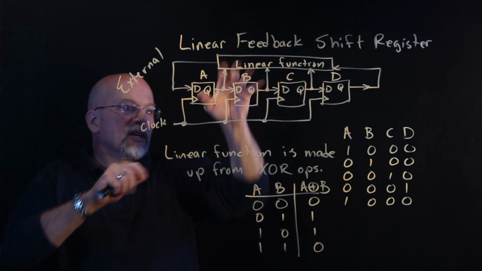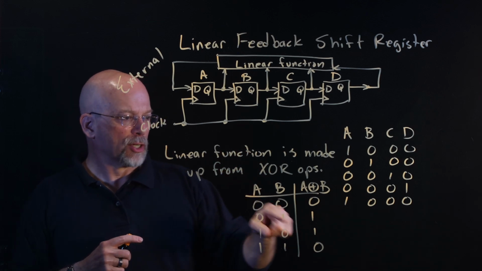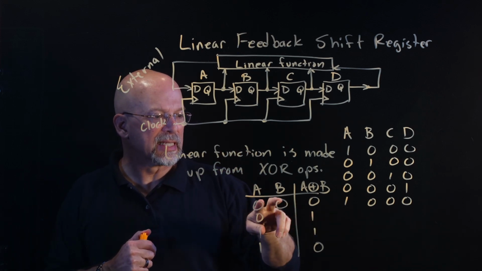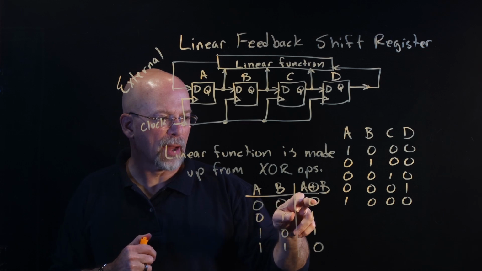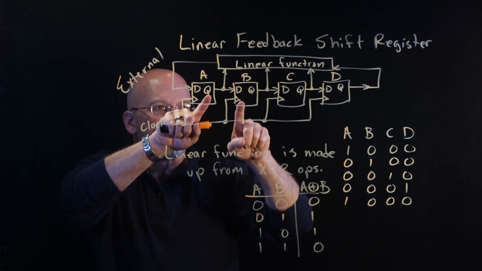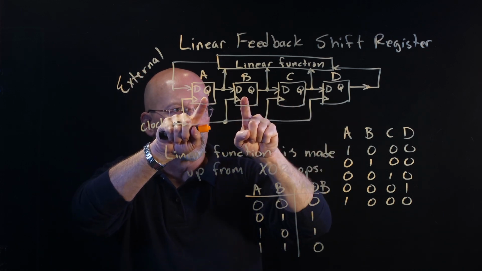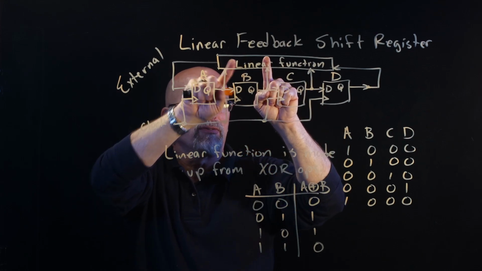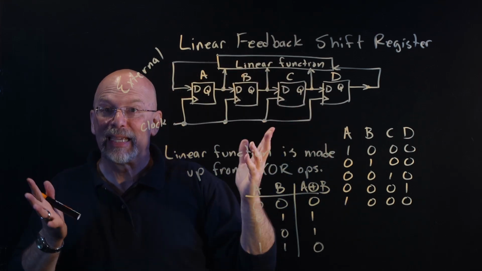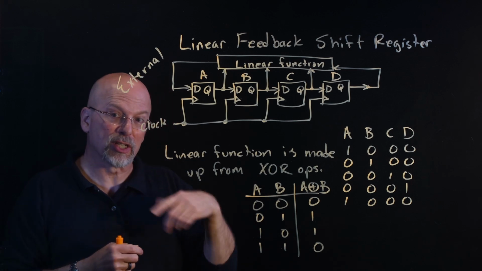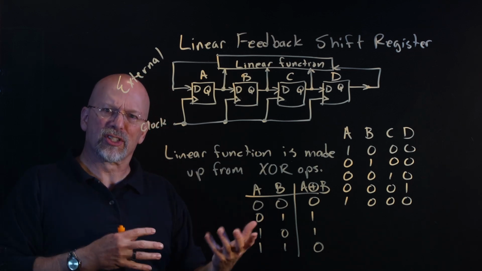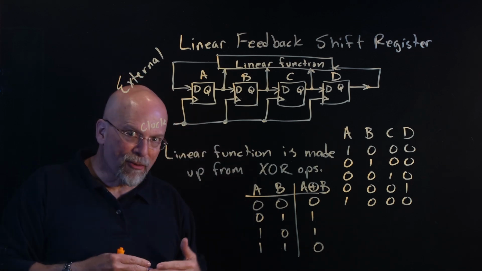So this linear function is made up of exclusive OR operations, and one of the things that's important to see is that if I have two zeros, we output a 0, which means that if I have all zeros here, then the output of the linear function is going to be a 0. Guess what? We're stuck in that situation like I showed you before, where we had the seed value of a 0, never gets out of a 0.